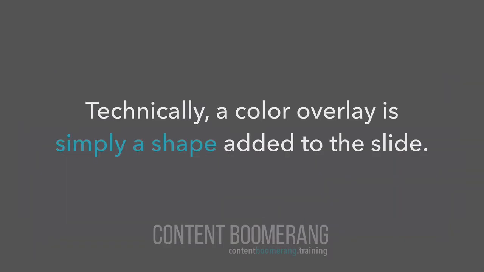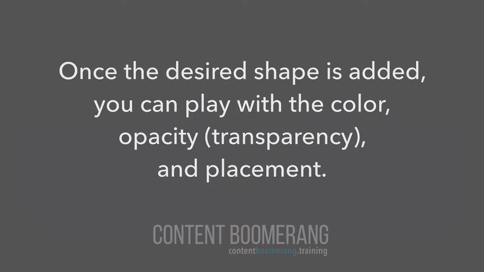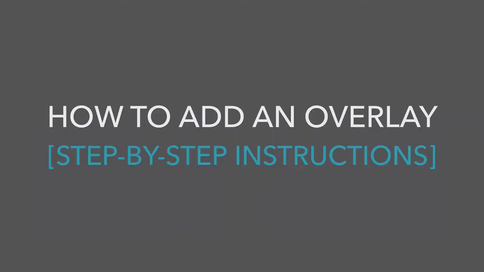Technically, a color overlay is simply a shape added to the slide. Once the desired shape is added, you can play with the color, opacity, also called transparency, and placement. Here are step-by-step instructions on adding a color overlay to a slide.